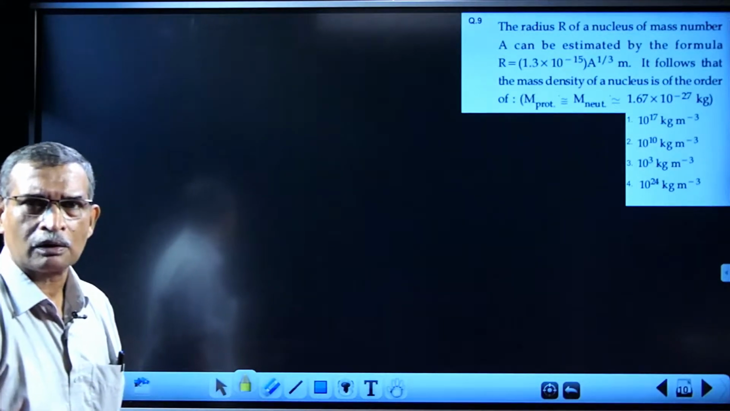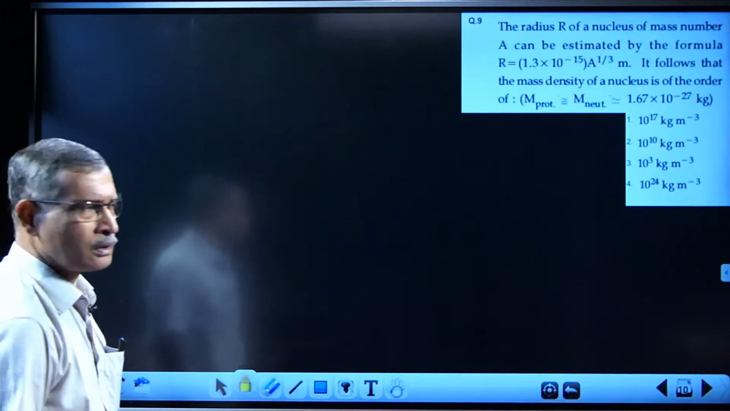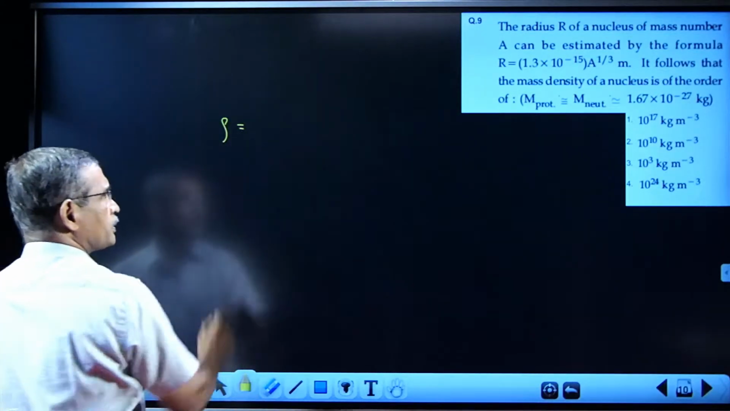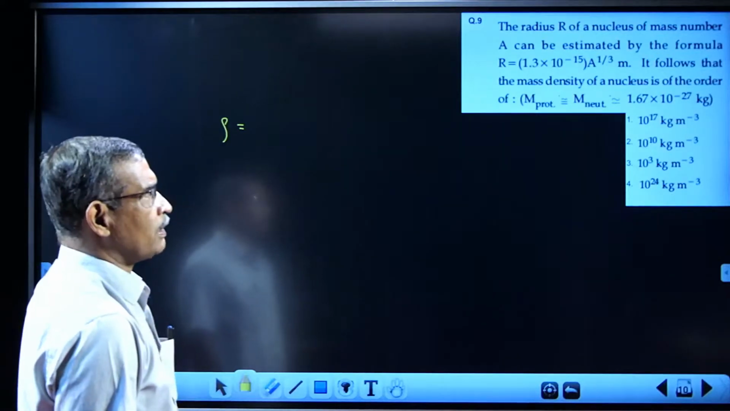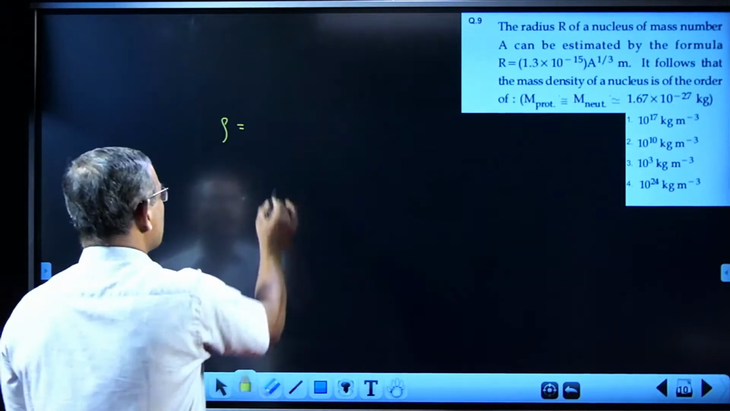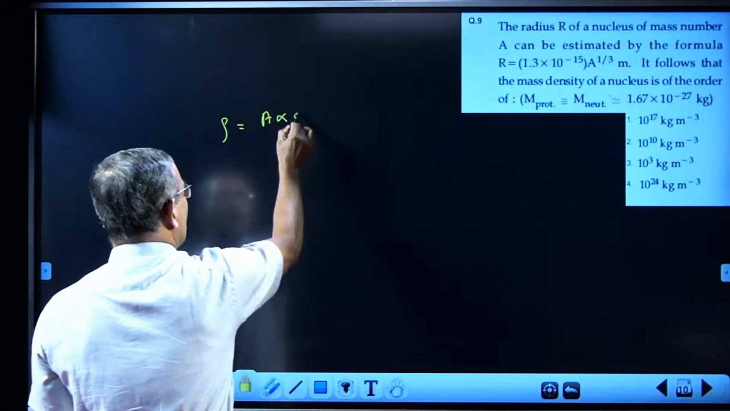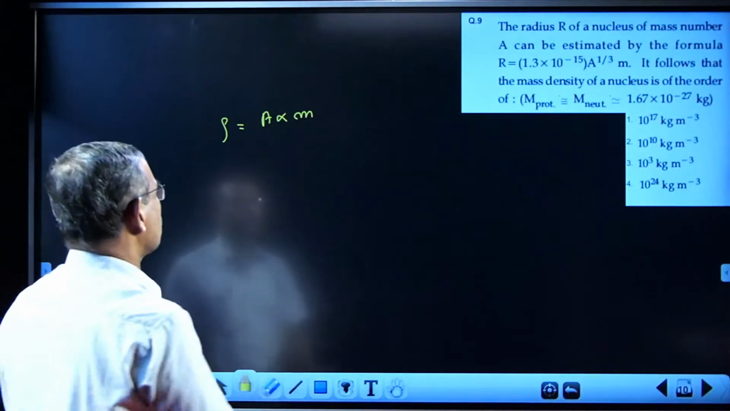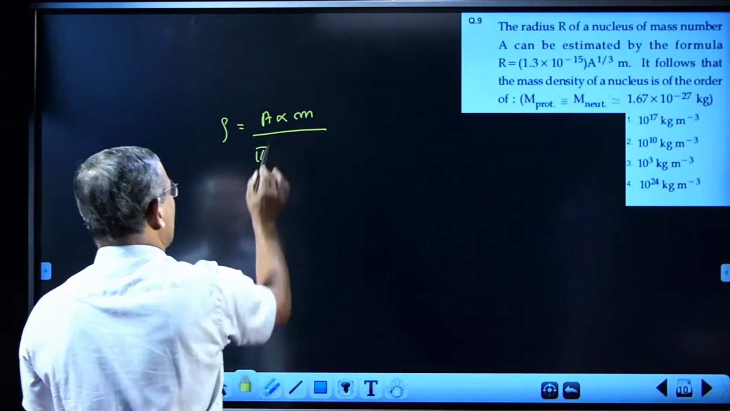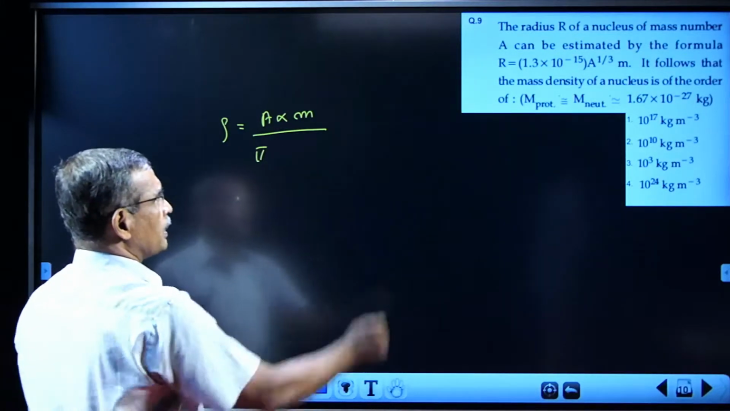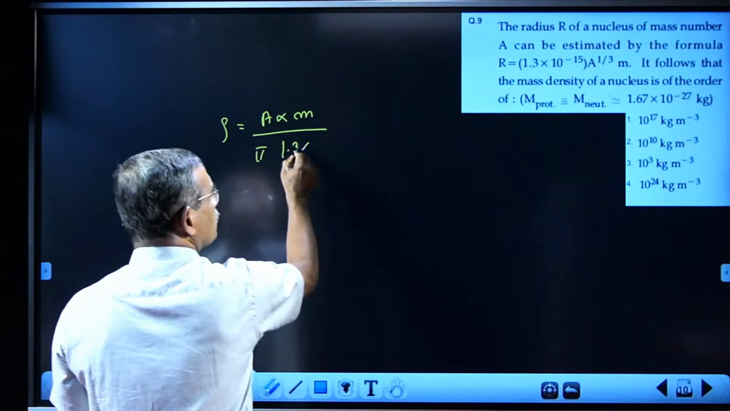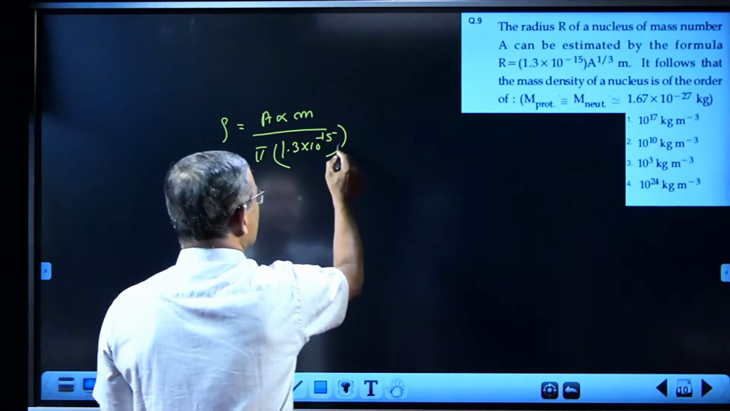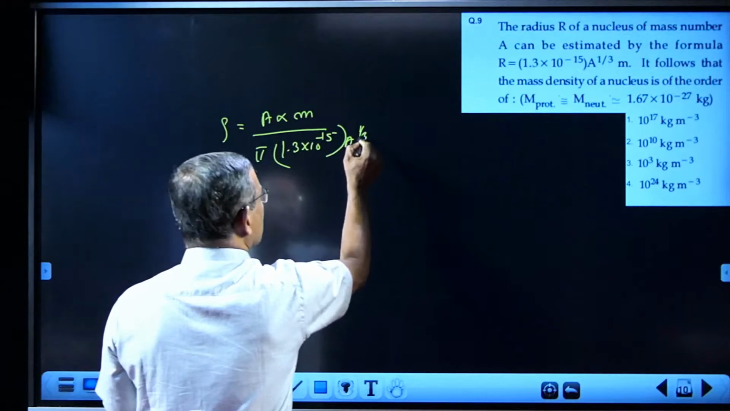Density is mass by volume. So density rho is given by mass, A into the mass of a nucleon, whether proton or neutron, divided by 4/3 pi r cubed. Radius is given as 1.3 into 10 raised to minus 15 into A raised to 1 by 3, whole cube.